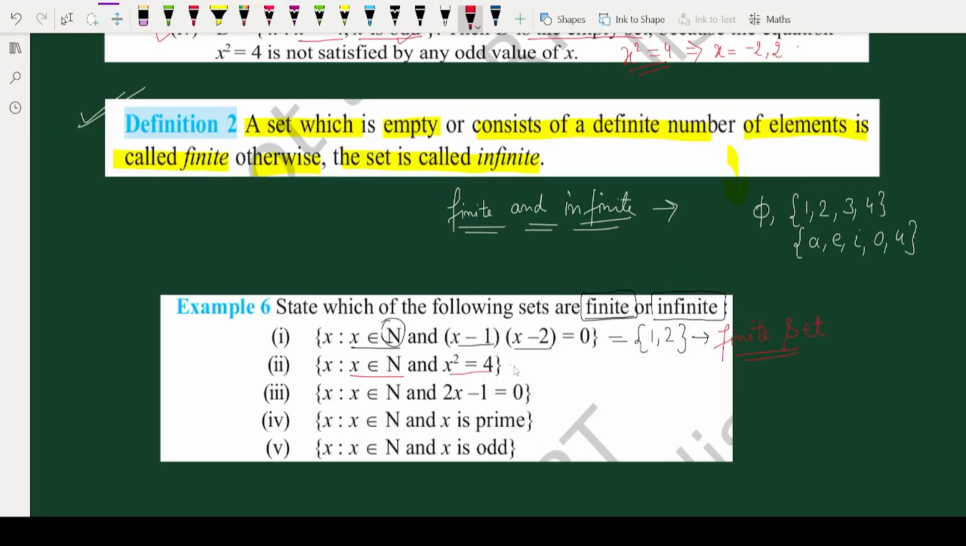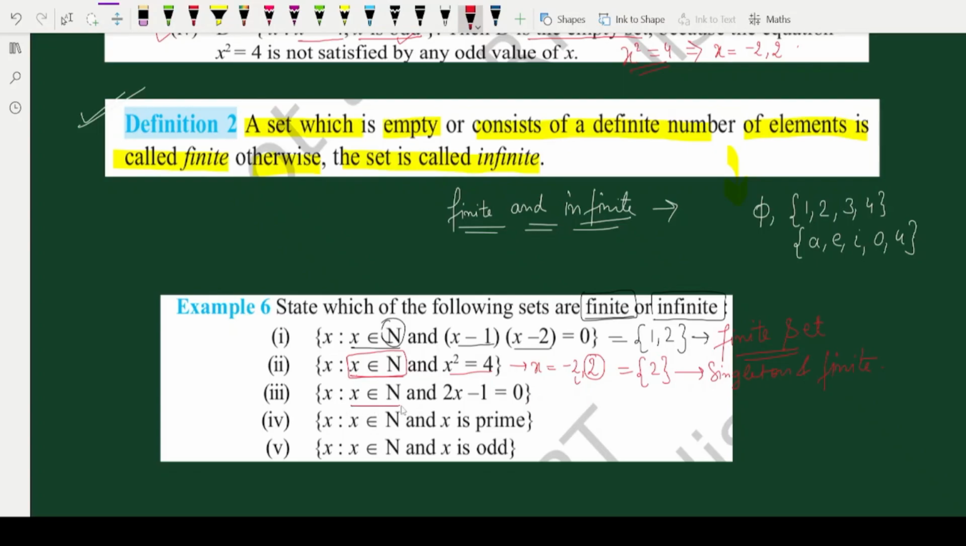Okay, next one is x belongs to natural numbers, x square equal to 4. When you solve this, you get x is equal to minus 2 and 2. But here it is given x belongs to natural numbers. So minus 2 is not a natural number, minus 2 is an integer, we have only 2. So this second set is only 2. This is also called a singleton and finite. I hope you understand.